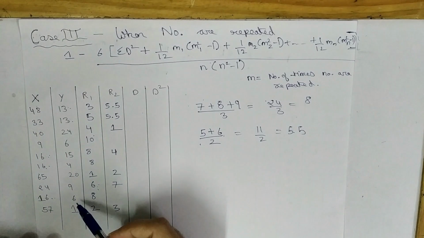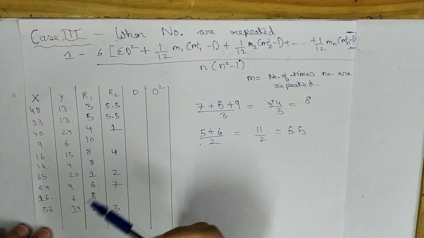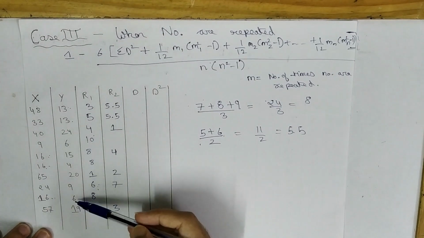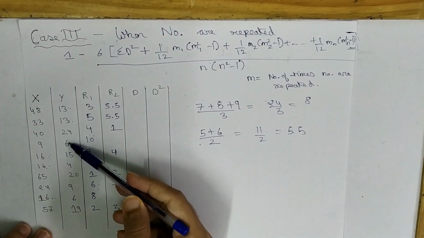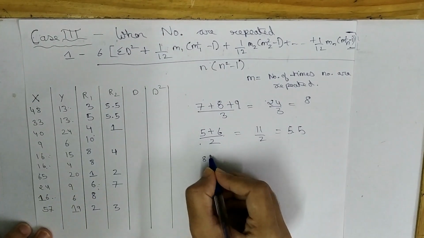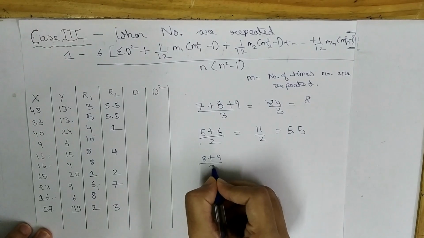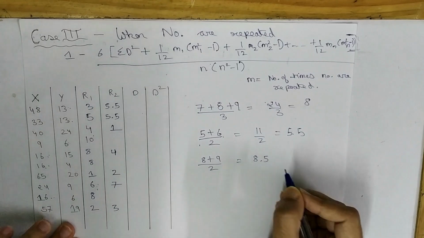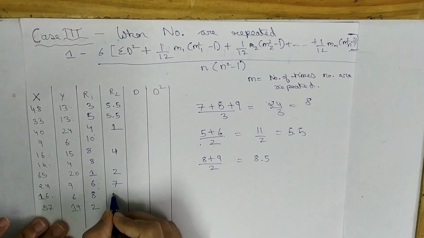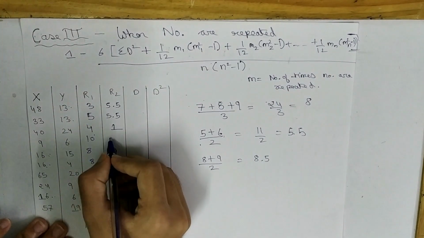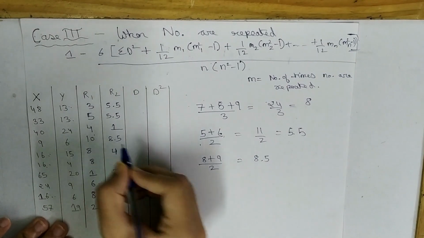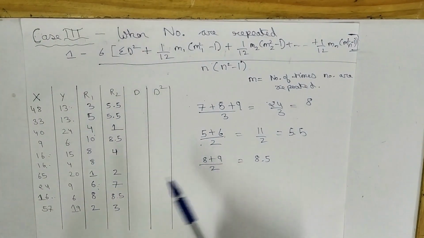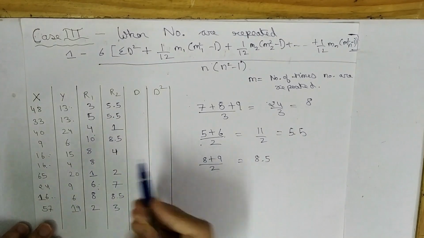After 9, the greatest number is 6. Now again, there are two 6s. So which will be the 8th rank and which will be the 9th rank? So we add 8 plus 9 upon 2, that is 8.5. So we allot 8.5 to both the 6s. Now after we find the 8th and 9th rank, the 10th rank will be 4.